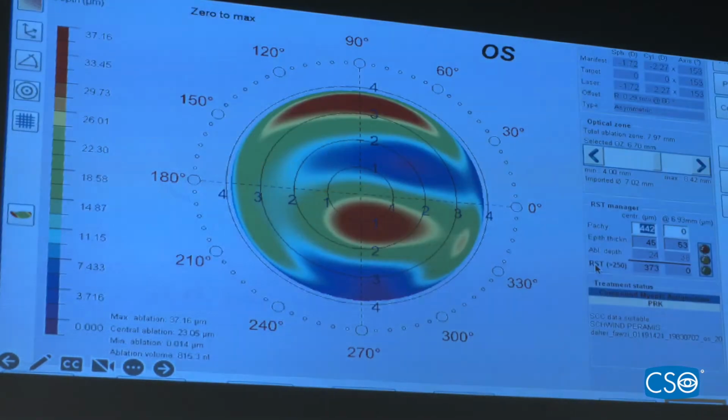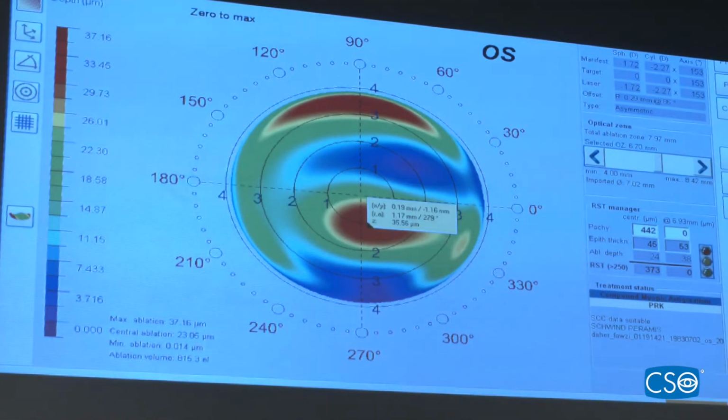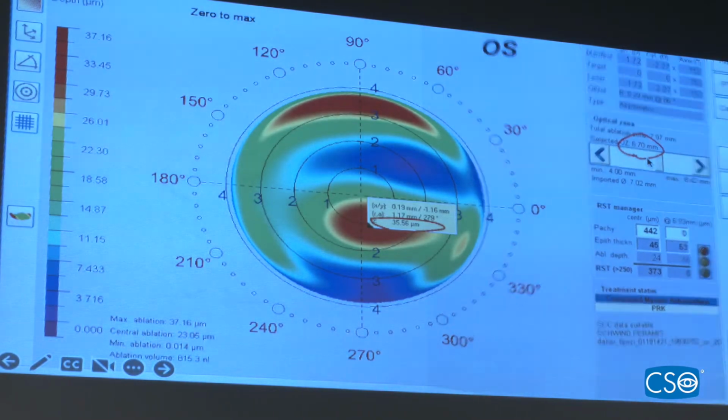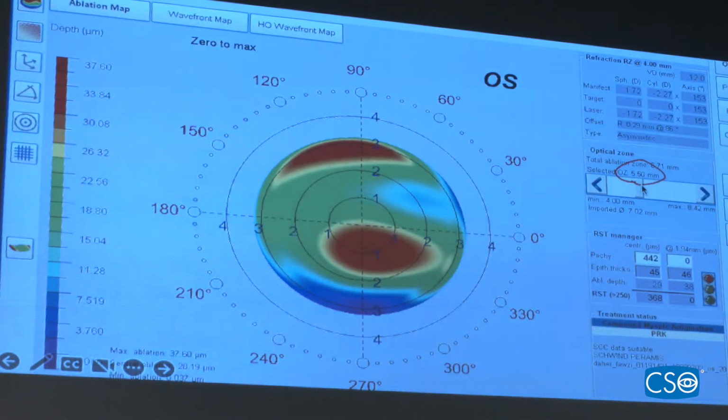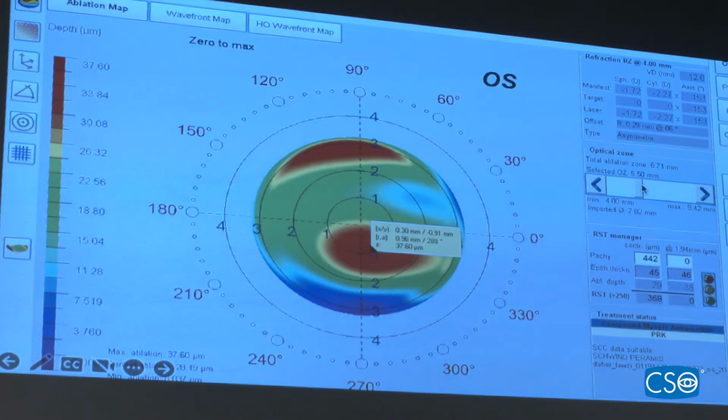So if I decide to go with that, and I look at how much ablation I have, it's really low now. But look at my optical zone. Now, if I decide to change my optical zone, and actually make it much smaller, is this going to decrease? No. It's interesting, it has increased from 25 to 27. So by decreasing my optical zone in this specific instance, I have more ablation. How is that possible?